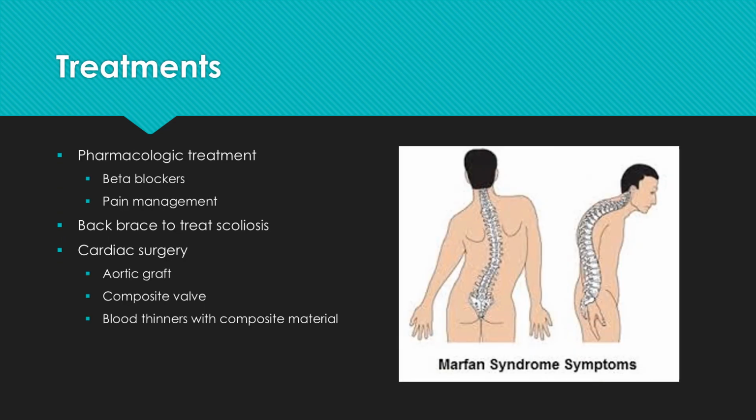Some treatment options for a person with Marfan syndrome may include pharmacologic treatment of beta blockers to prevent aortic dilation and pain management. If scoliosis is present, a back brace may be ordered for correction or stabilization. In cases where there is a risk of aortic dissection due to aortic dilation, or if heart valves are affected, there are surgical options including an aortic graft, which is a man-made tube that replaces the defective aorta. For those who need heart valves replaced with a composite valve, the patient will be put on blood-thinning medication to prevent blood clots.